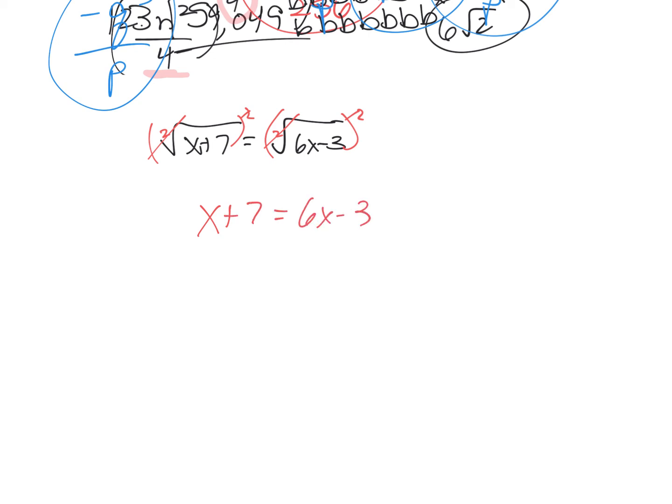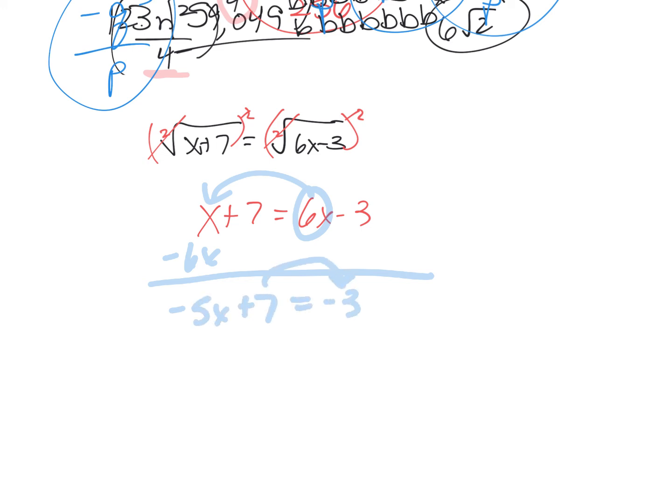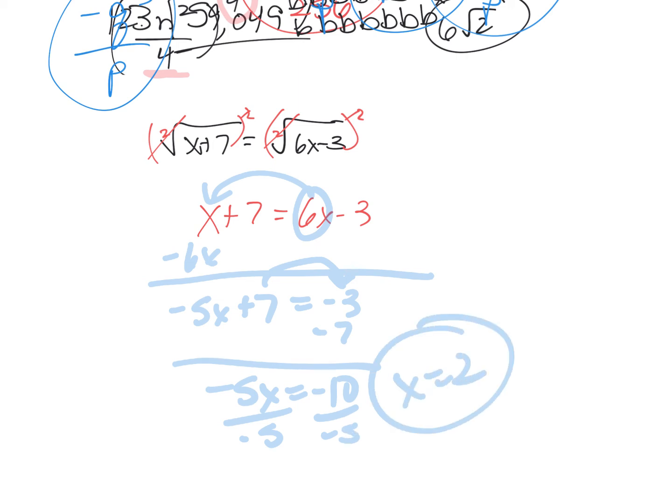We're going to combine like terms, just like solving normally. So I'm going to bring this over. So I'm going to subtract my 6x. I get negative 5x plus 7 equals negative 3. Now I'm going to move my 7 over. So I have negative 7. So I have negative 5x equals negative 10. Divide by negative 5. So x equals 2.